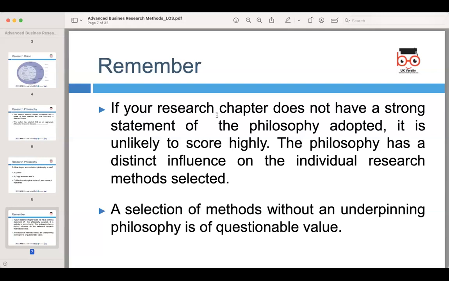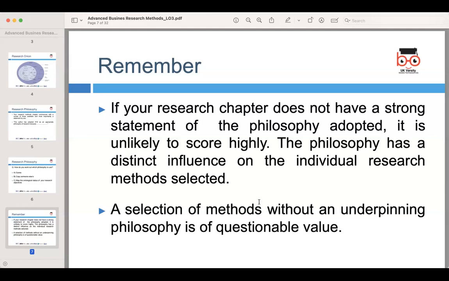It's like, let's say, building a house without a solid foundation. You need that philosophy framework to guide your choices and ensure that your methods align with your overall research goals. Second, a selection of methods without an underpinning philosophy is of questionable value, as I said.